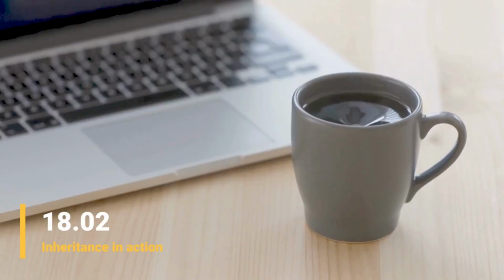Welcome back. In the last section, we learned the basic syntax for inheritance. Now, let's see this powerful principle in action. We will use the animal and dog example to demonstrate that a child class object can execute methods defined in both the parent class and itself.